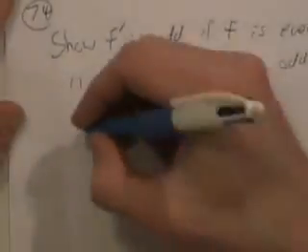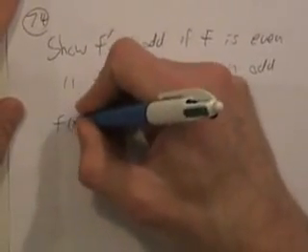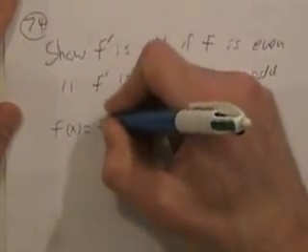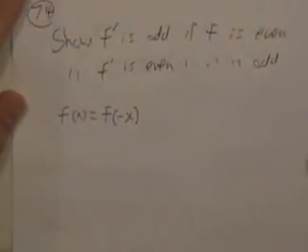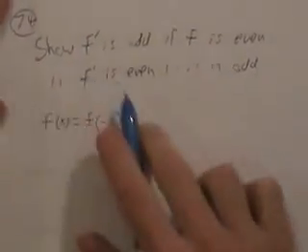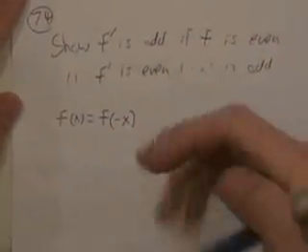So show that f prime is odd. If f is an even function, then its derivative must be odd. So if f is an even function, then it has this property: f of x must equal f of minus x. This is a property of even functions. So these two are equal, so when I differentiate them, I should get the same thing. So that's what I'm going to do.